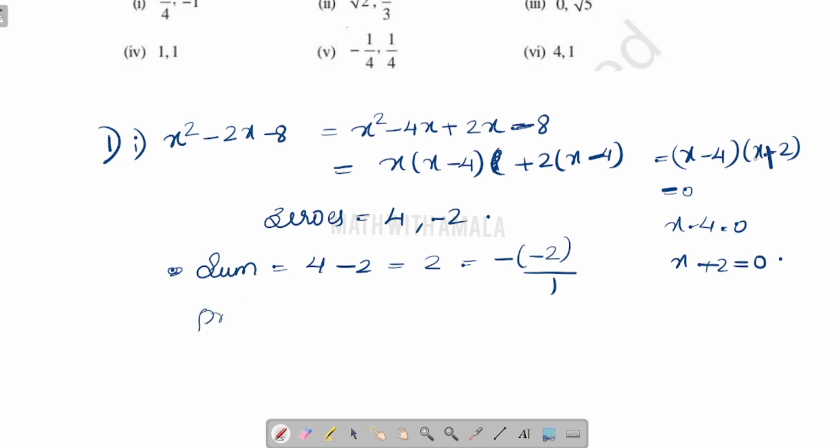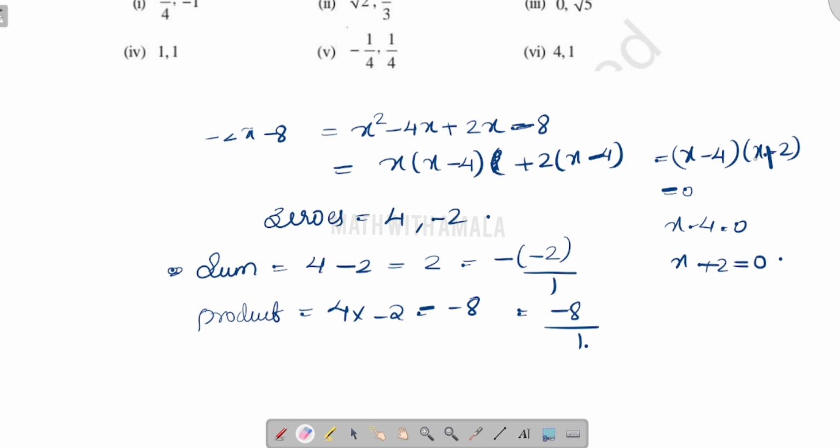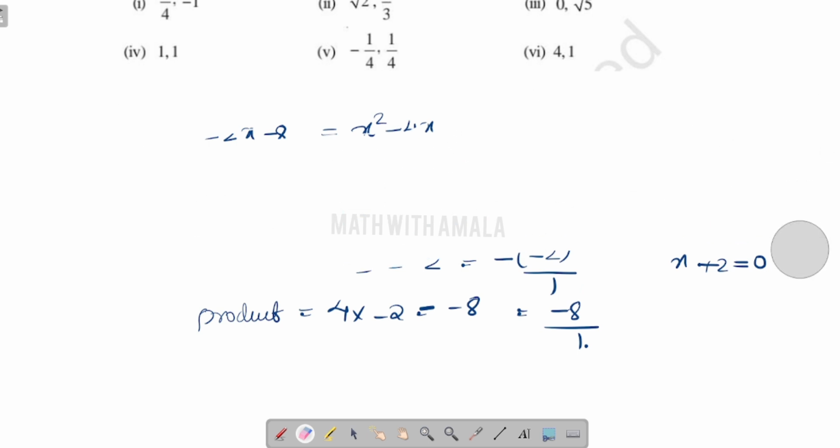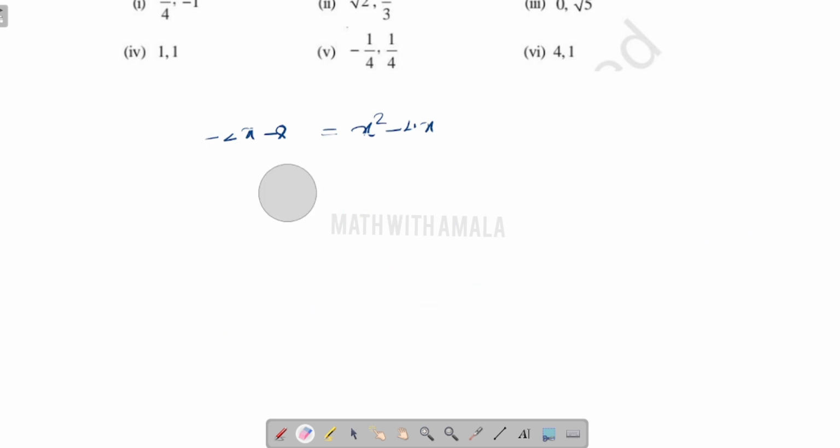Now what are the sums? We have to relate it with the coefficients and the zeros. Hence you can write it like minus 2, minus of minus 2 by 1, that is actually minus of coefficient of x by coefficient of x square. Likewise, constant term by coefficient of x square will be in the product.